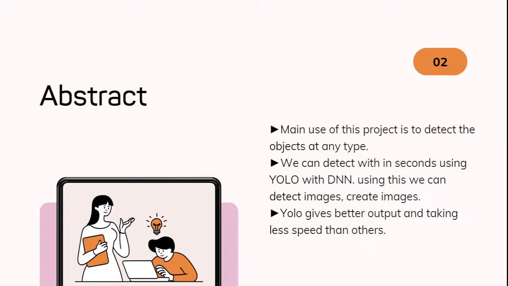The main use of this project is to detect objects at any time. We can detect within seconds using YOLO with a deep learning neural network, and using this we can detect images, create output, and you can also pass a video to get faster output or interactions. YOLO gives better output while taking less time than others.